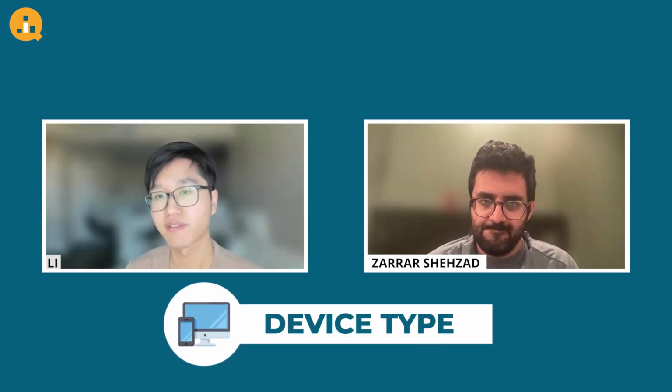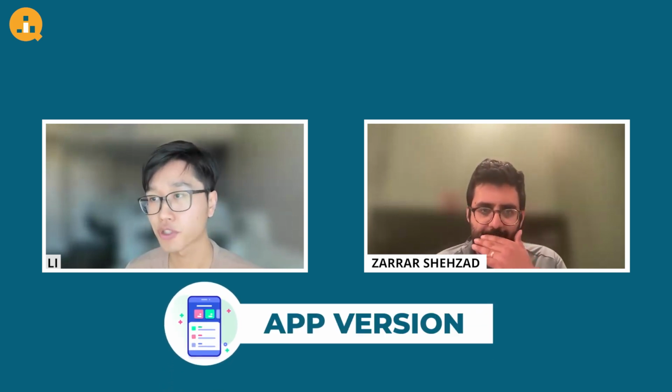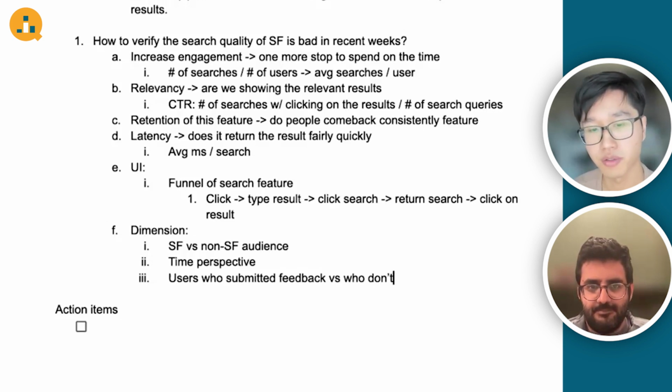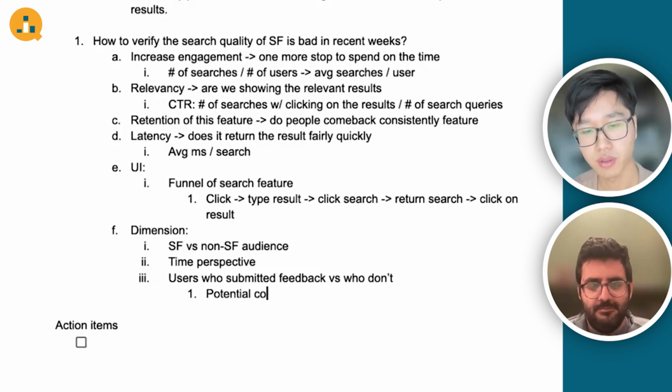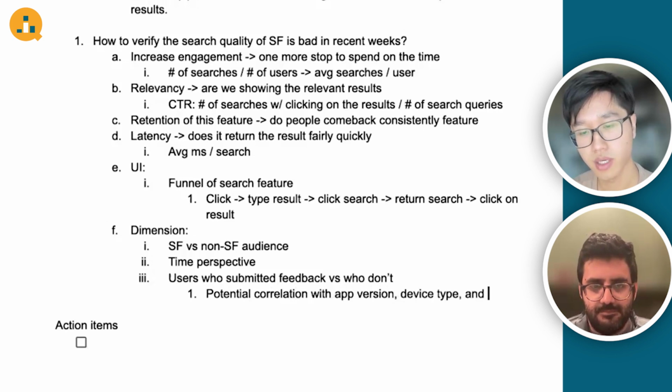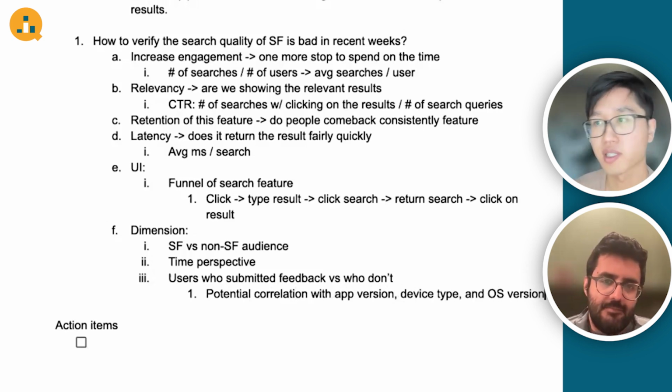So this breakdown can be even more specific about the potential people who get affected, right? And maybe these people have similarity on the device type, the app version, et cetera, right? Yeah, I think these would be good things to check. Potential correlation with app version, device type, and OS version, for example, right?